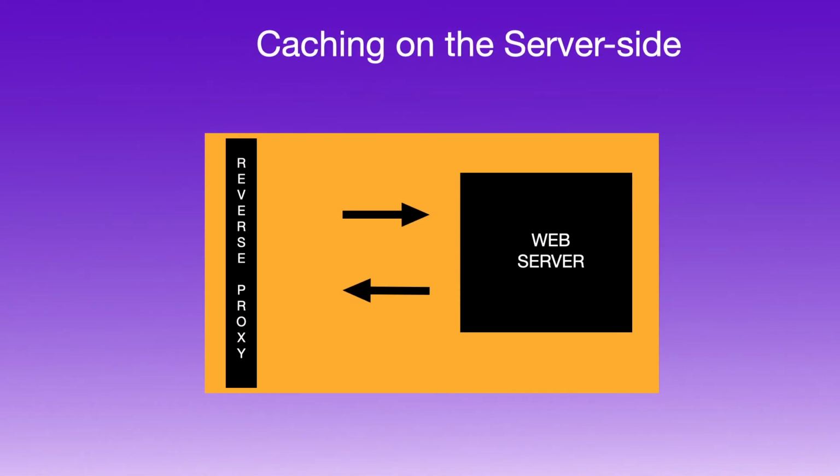On the server side we have a reverse proxy which fetches the data from the web server, and the web server responds with static resources like HTML, JS and CSS. These resources can be cached at the reverse proxy level, and the reverse proxy will be able to serve the response from the memory instead of fetching the data from the disk of the web server. Reverse proxies like Nginx and Apache provide the functionality of caching at the reverse proxy level.